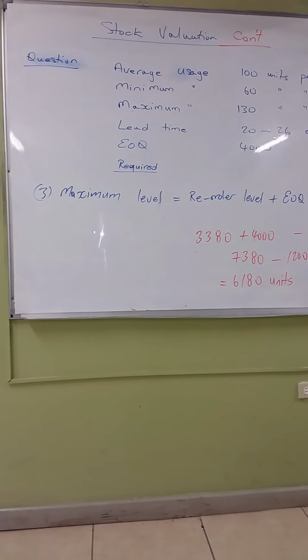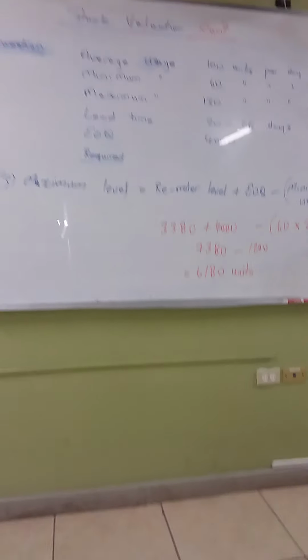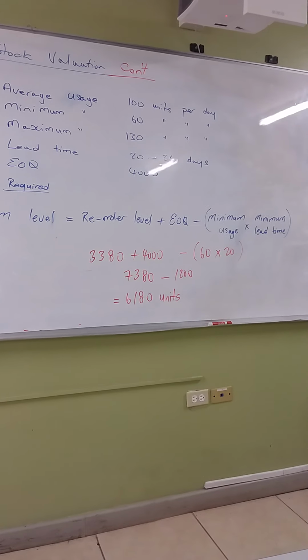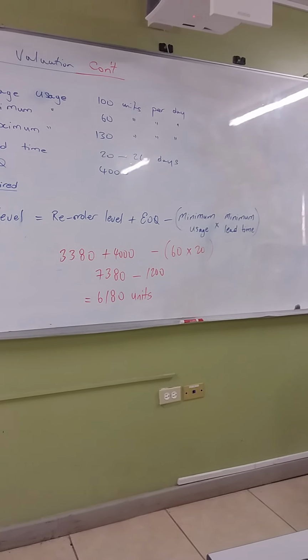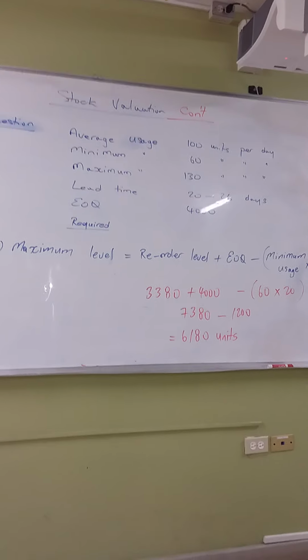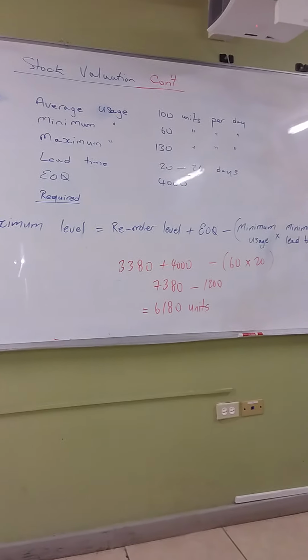All right. Now the third task that we're supposed to calculate is the maximum level. The formula for calculating maximum level is your reorder level plus the EOQ, which is oftentimes calculated and given to you. Now notice that the EOQ was given to you at what? 4,000 units, right?